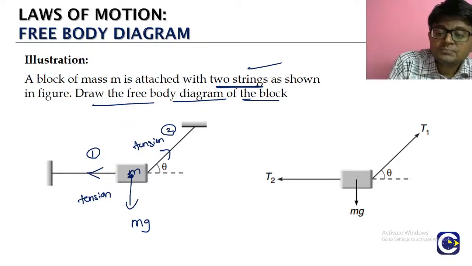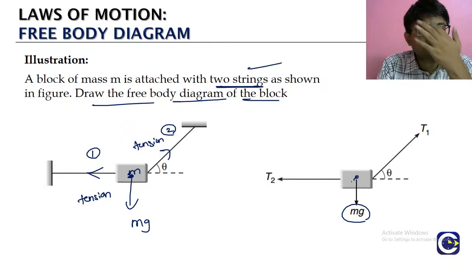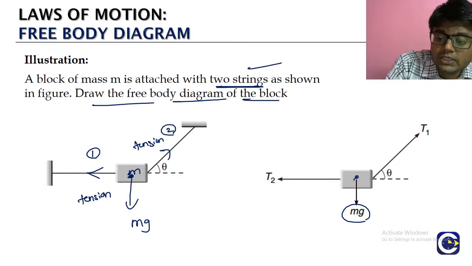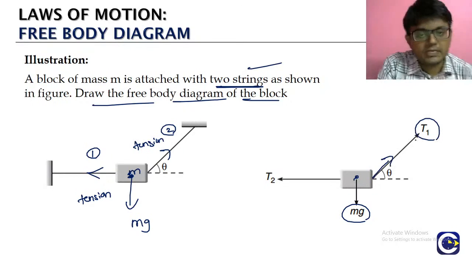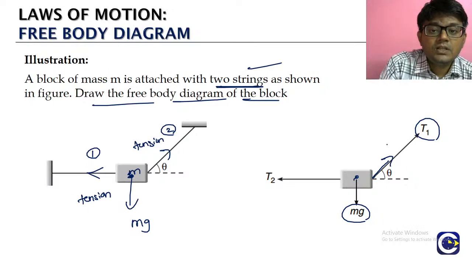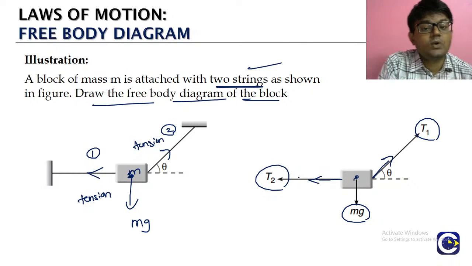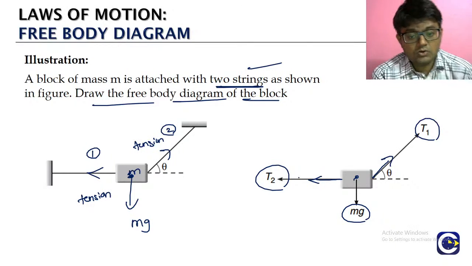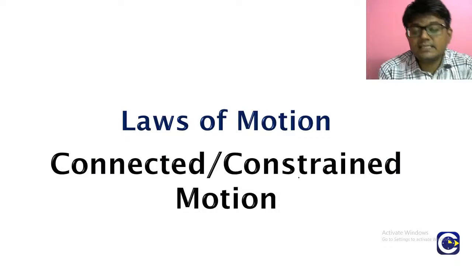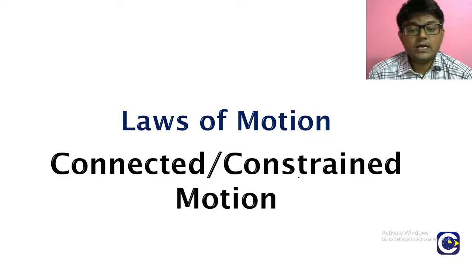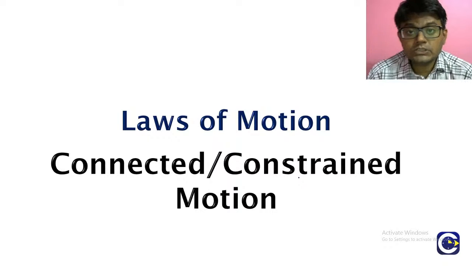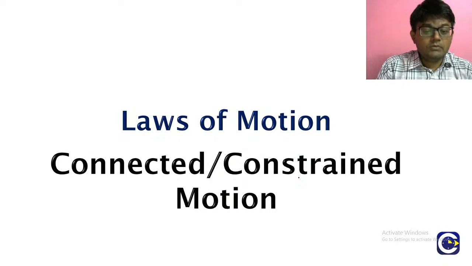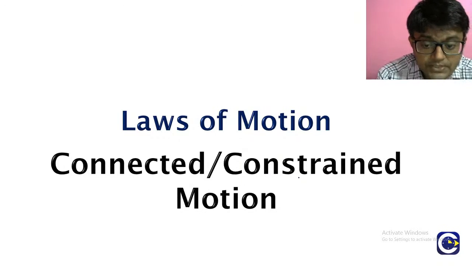So see here. There is a weight acting on the body, mg, and into this rope there will be one tension. We are calling it T1. For now we can just give them some notation. This side also there will be a tension force, which we are calling T2. That's it. This is the free body diagram of the block. The free body diagram is a very important thing while we attempt solving questions on Newton's laws.